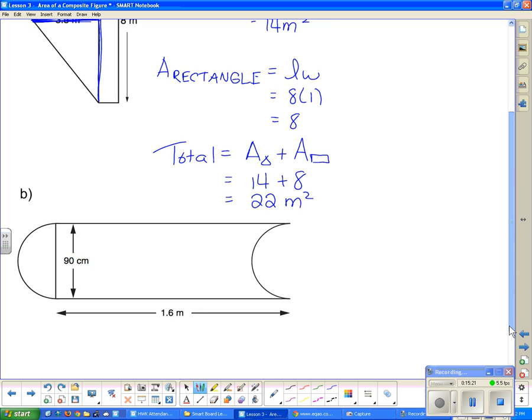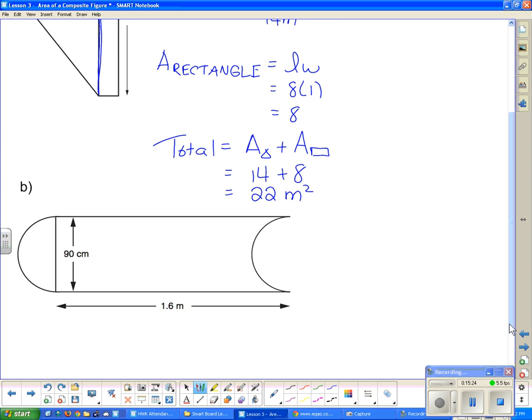And lastly, here's a little trick with this one. For part B, when you look at it, it looks pretty complicated. We've got circles and bites out of the thing and looks like a rectangle, but it's missing some stuff. However, if you take a really close look at it, if I cut off this section, it will fit into this section that's missing. And so if I cut off this section and fill in this section, this is just a rectangle. And we can figure out the area of a rectangle pretty easily.